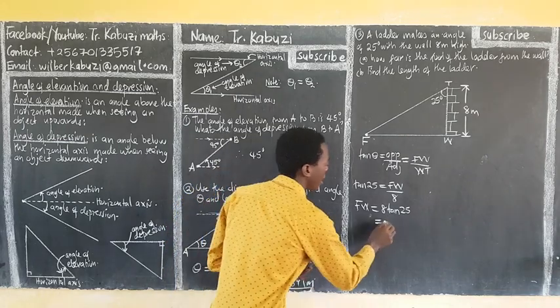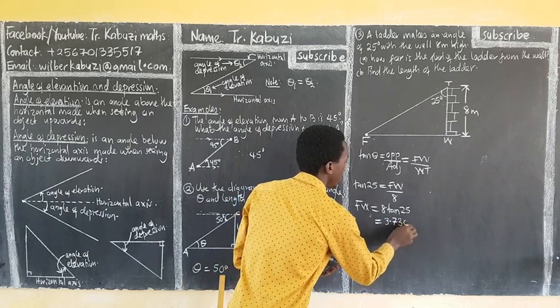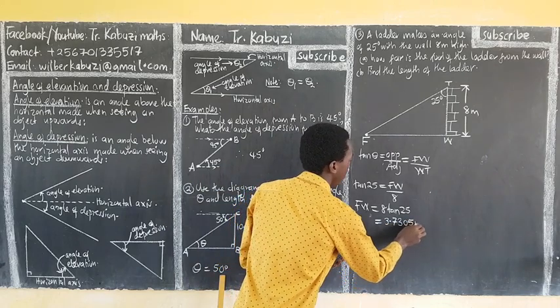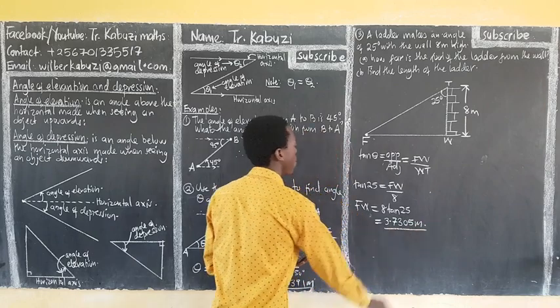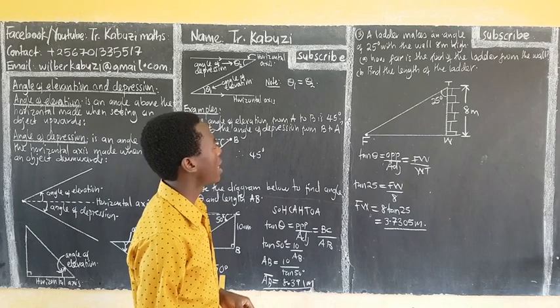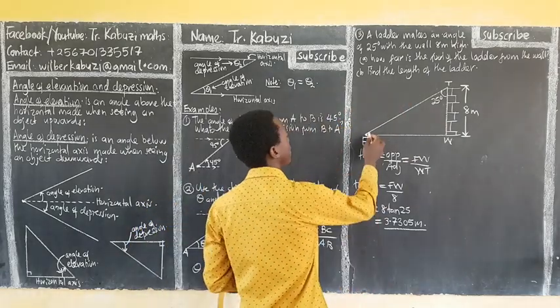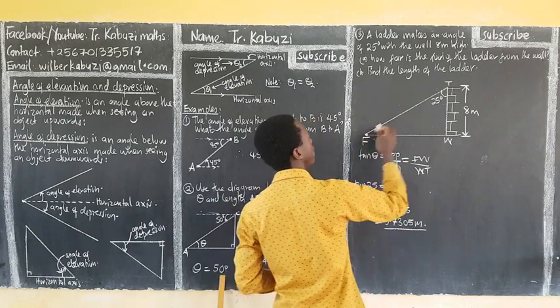So my length here is 3.7305 meters, to 4 decimal places. I'm not showing another alternative yet, but let us first complete this question. It also asks us to find the length of the ladder. Our length of the ladder is FT, from here to here.